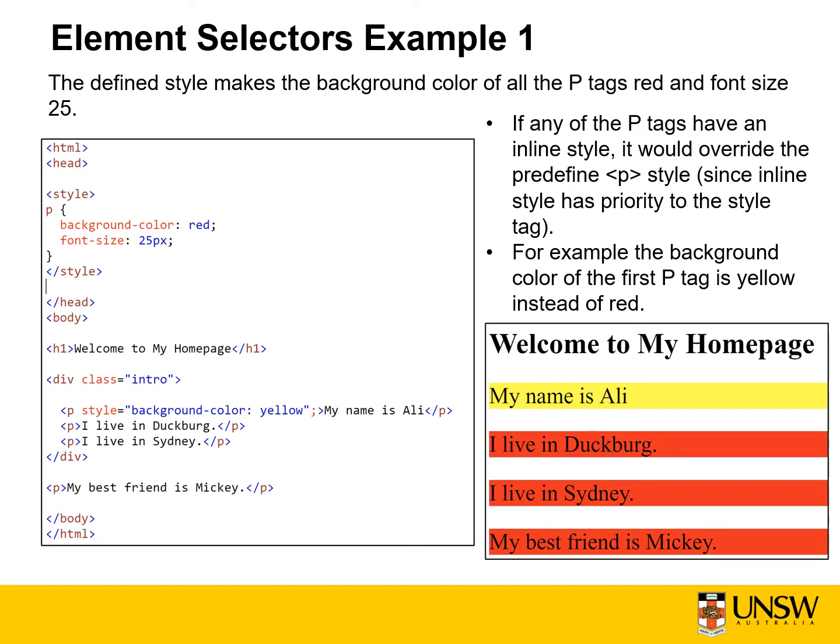Now I want to give you a couple of examples to have a better understanding of different types of selectors. Let's start by element selectors. As I said, element selectors apply their style on a specific element. In this example, the defined style makes the background color of all the p tags red and font size to 25. However, since inline style has priority to the internal style and we use inline style for the first p tag, the background color of the first p tag is yellow instead of red based on its inline style.